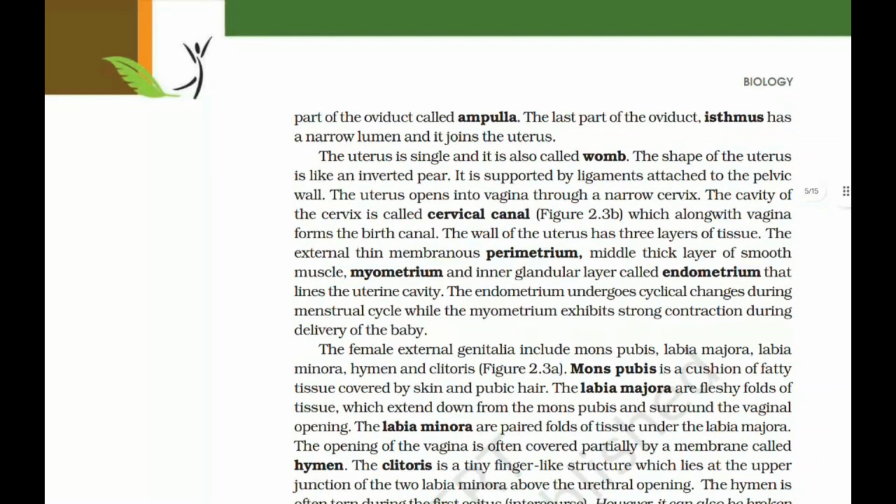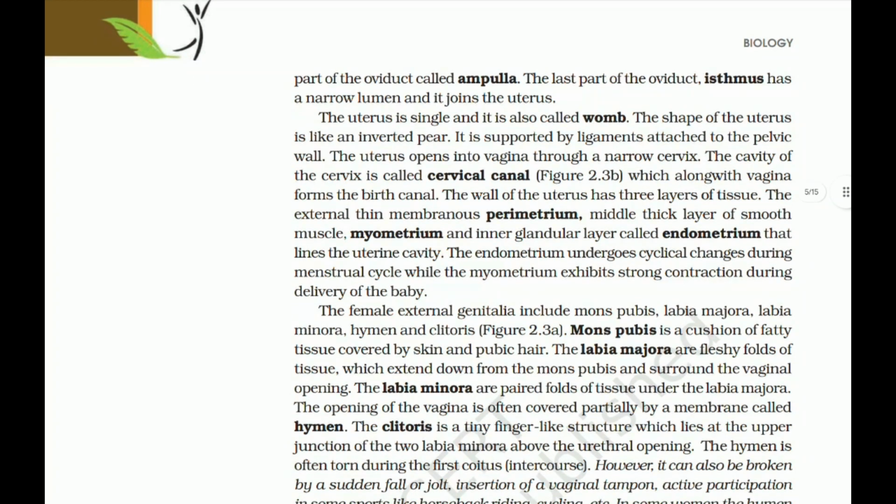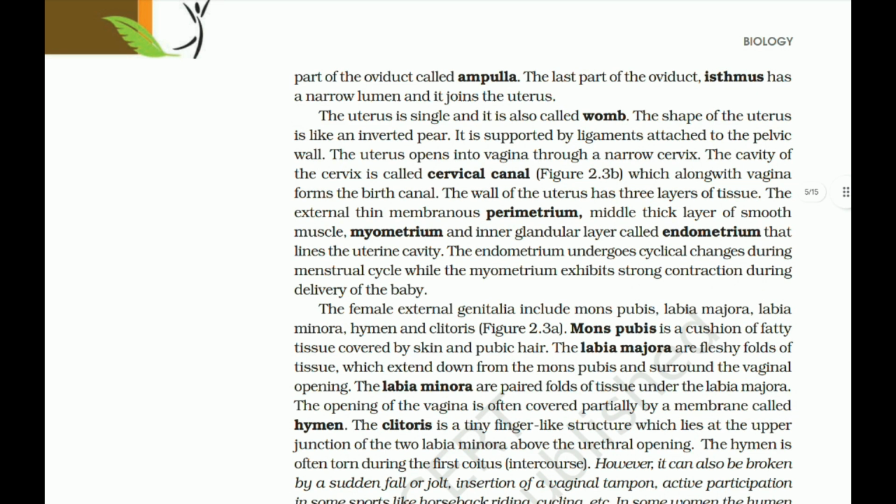The wall of the uterus has three layers of tissue: the external thin membranous perimetrium, the middle thick layer of smooth muscle called myometrium, and the inner glandular layer called endometrium that lines the uterine cavity. The endometrium undergoes cyclical changes during the menstrual cycle, while the myometrium exhibits strong contraction during delivery of the baby.